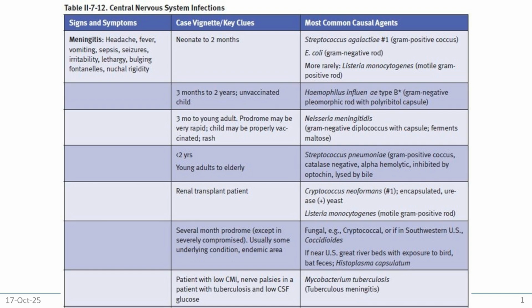Understanding these concepts is fundamental because it explains not only why certain bacteria cause CNS infections, but also helps us predict which patients are at highest risk and guides our approach to prevention and treatment.